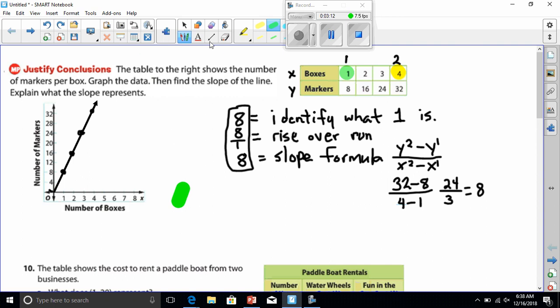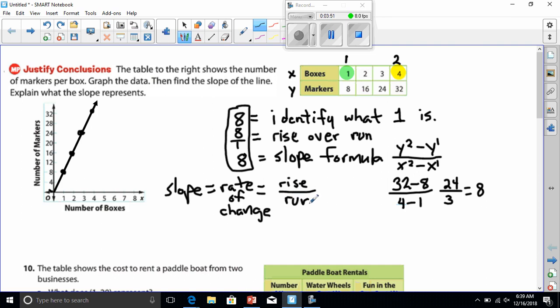Okay, my slope equals the rate of change, and all that equals my rise over run. If I had to explain it, I could say that I found my rate of change, my slope, my rise over run, and all 3 of them, of course, are 8. They all equal each other.